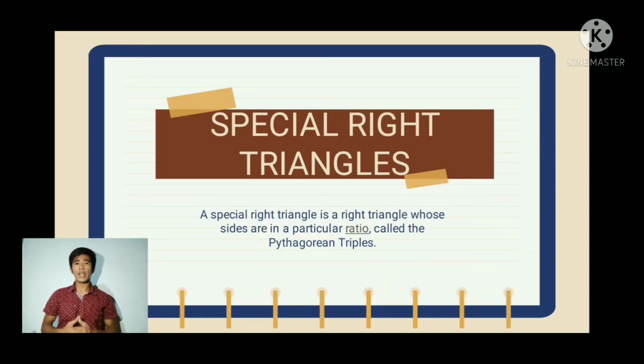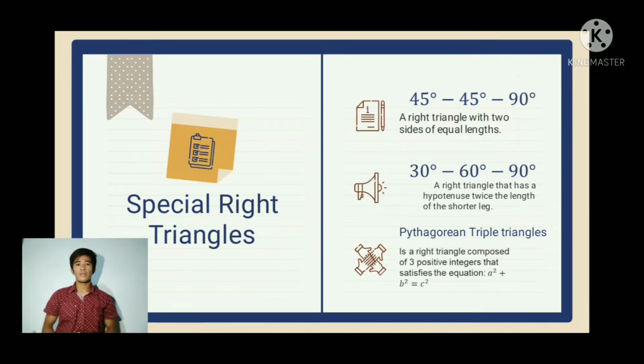A special right triangle is a right triangle whose sides are in a particular ratio, called Pythagorean triples. There are three types of special right triangles. The first one is 45, 45, 90. This is a triangle with two sides of equal lengths. And the second one is 30, 60, 90 degrees. It is a kind of triangle that has a hypotenuse twice the length of the shorter leg. And the last one is Pythagorean triple triangles.